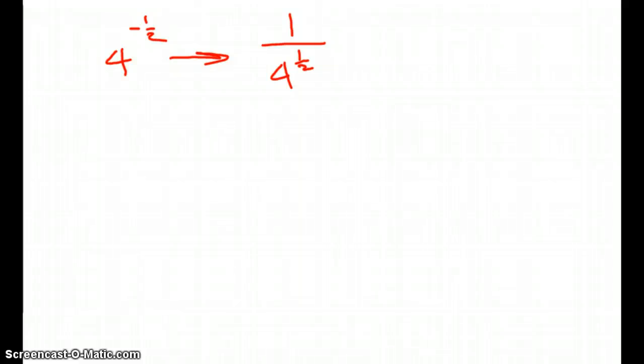All right, so we get rid of our negative sign. So we take our integer and we take our exponent and move them to the bottom. What does that 1/2 mean? Half of the 4? It means the square root of 4. So the square root of 4 is 2 and you're done.